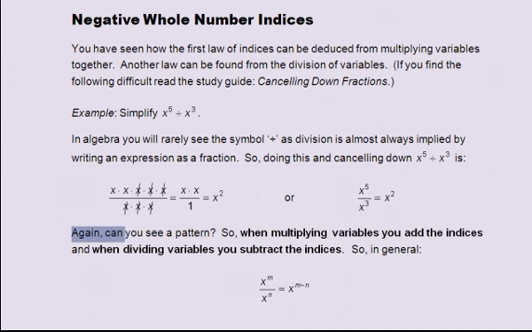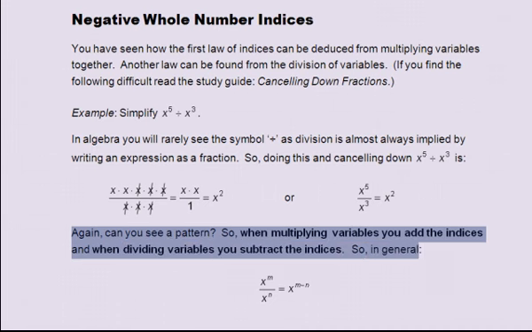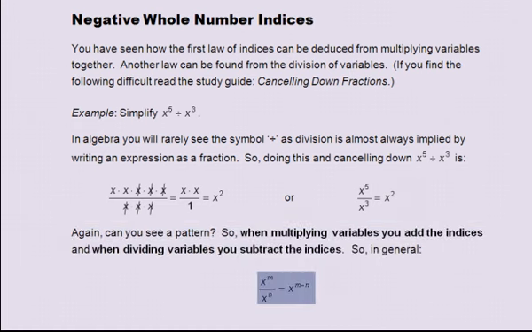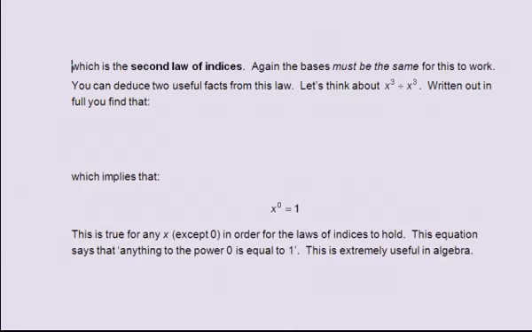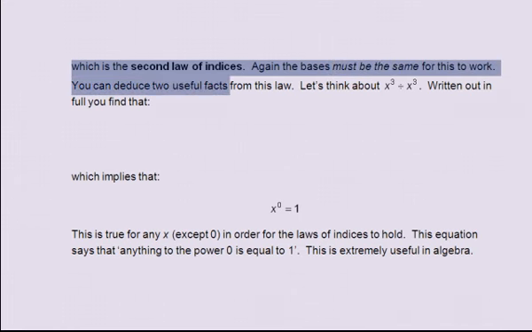Again, can you see a pattern? So, when multiplying variables you add the indices, and when dividing variables you subtract the indices. So, in general, x to the power m divided by x to the power n equals x to the power m minus n, which is the second law of indices. Again, the bases must be the same for this to work. You can deduce two useful facts from this law.